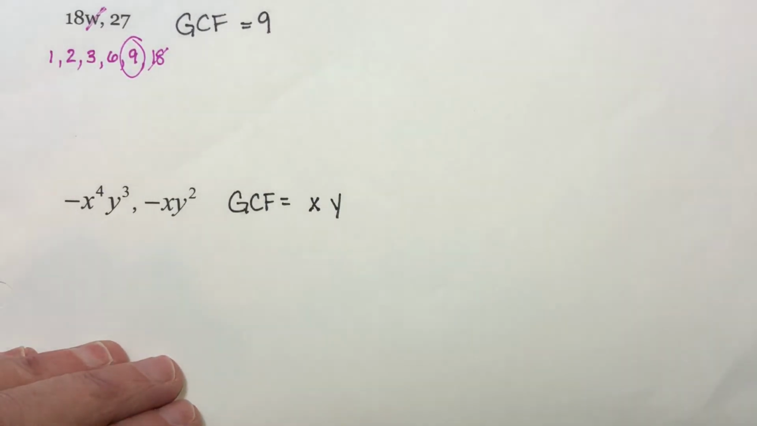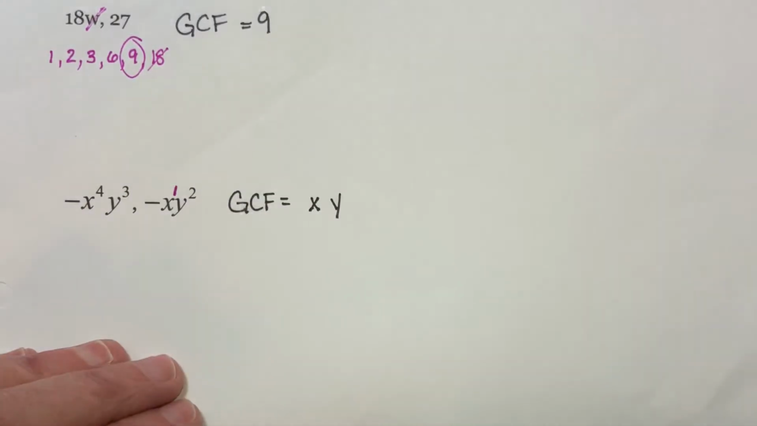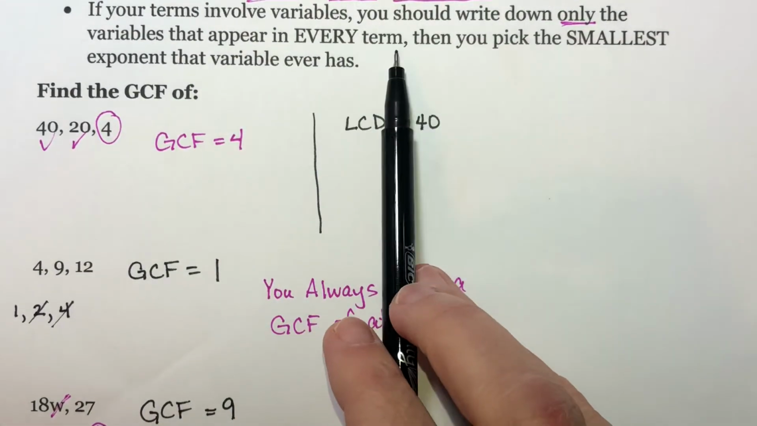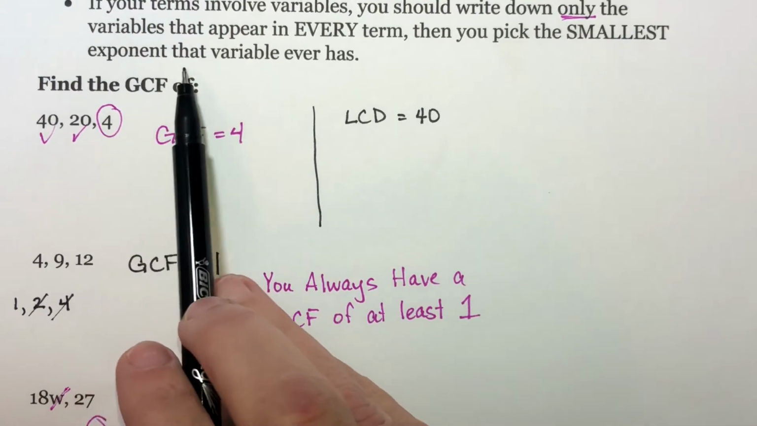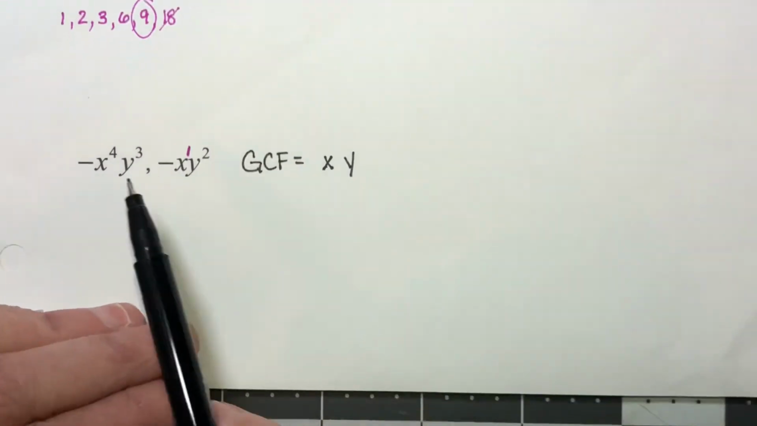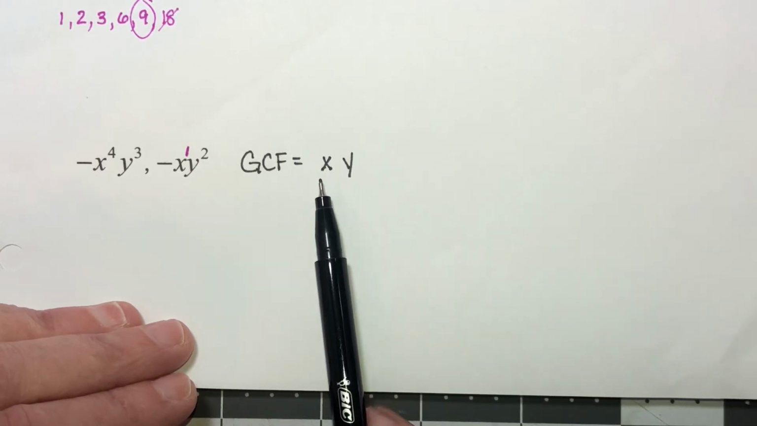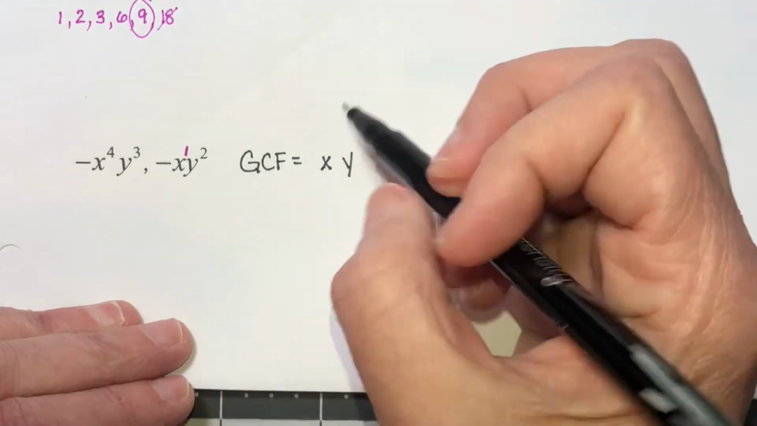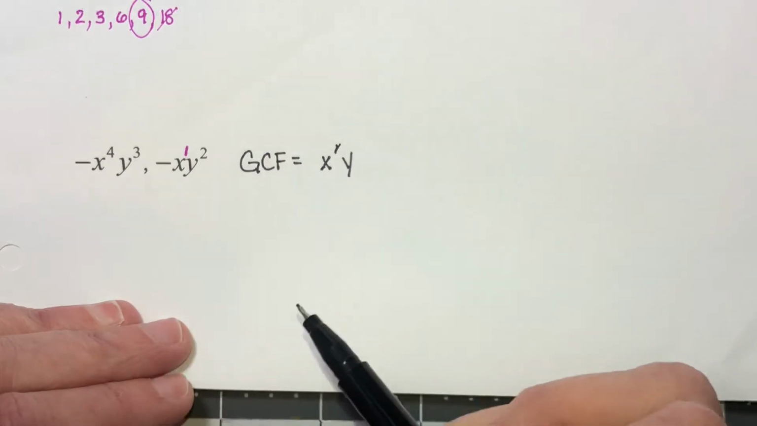Okay, now let's remember that this x has an exponent of 1. It's always implied. So let's look up here. What are we supposed to do with the variables' exponents? You pick the smallest exponent that variable ever has. So we're going to look at every term we have. There's an x in every one. What is the smallest exponent that's on an x? Well, here's a 4, here's a 1. It's going to be a 1. You don't need to write that in. 1 is smaller than 4.